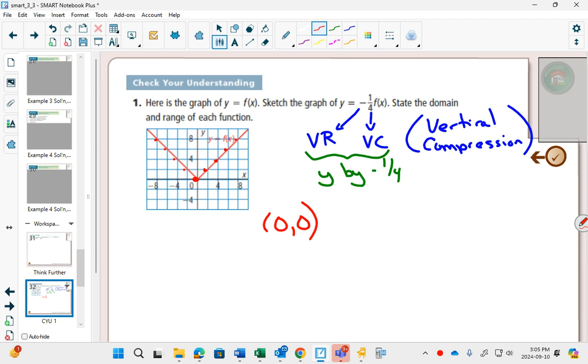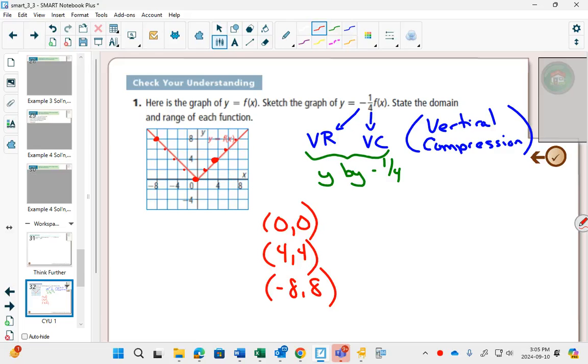What do I want to do? I'm going to want to multiply all my y values by -1/4. So I might choose this point, 4, 4. Or I might want to choose this point, -8, 8. Because the y values easily multiply by 1/4. It would not be wrong to choose other points and have fractions, but this might just be a little bit easier.